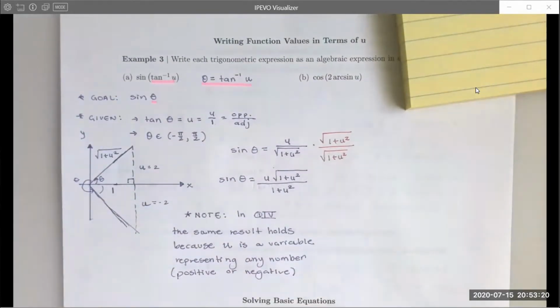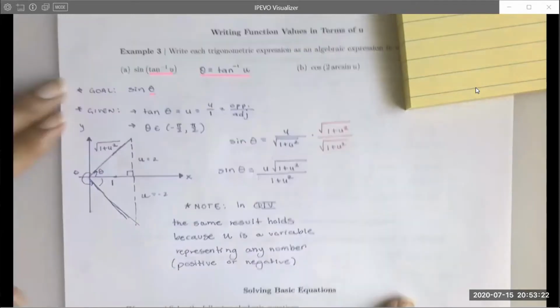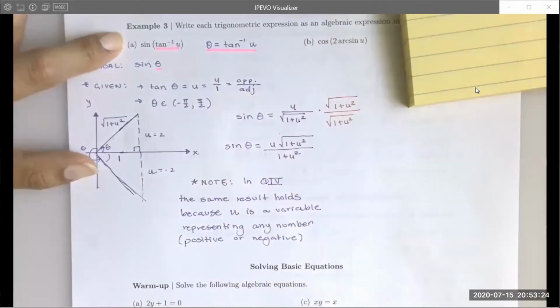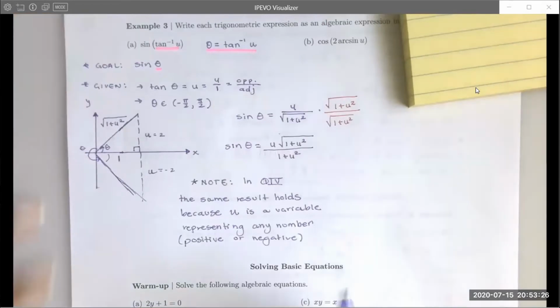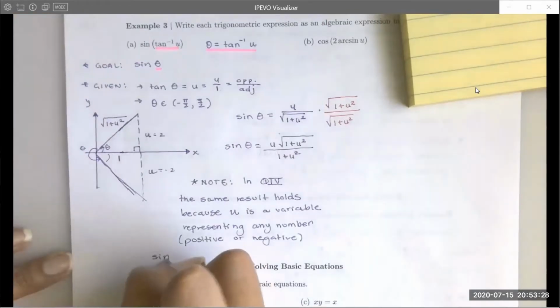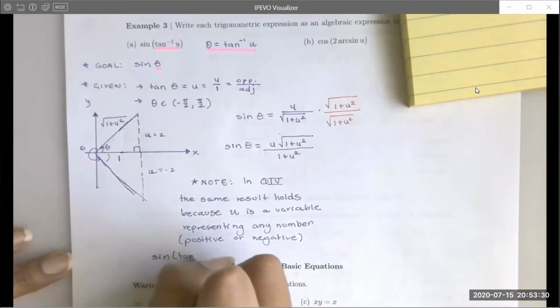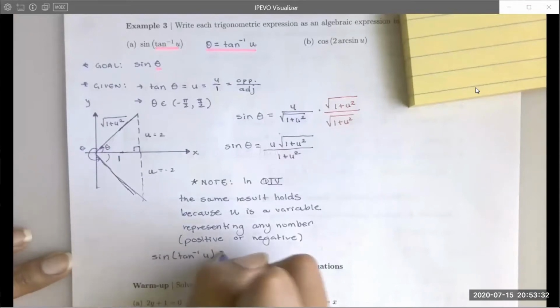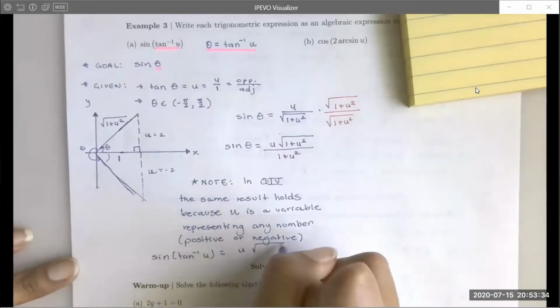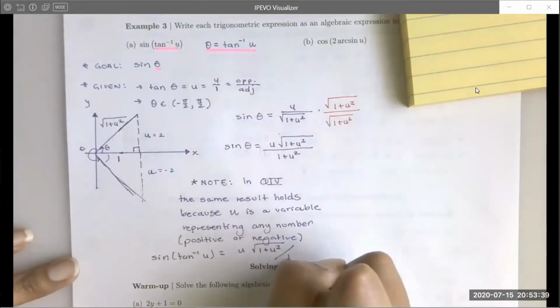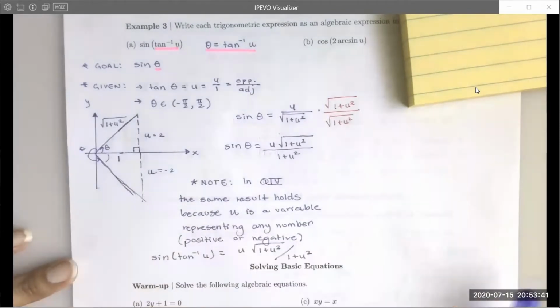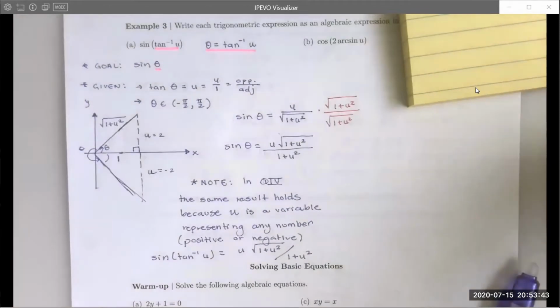So just to write our final answer with the form that they gave us, which is sine of tan inverse, I'm going to write sine of tan inverse of u is equal to u times the square root of 1 plus u squared all over 1 plus u squared. And that would be our final answer.